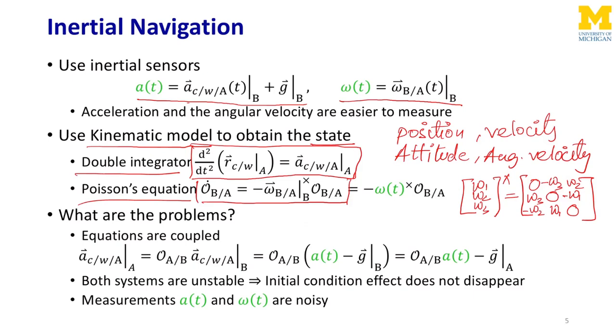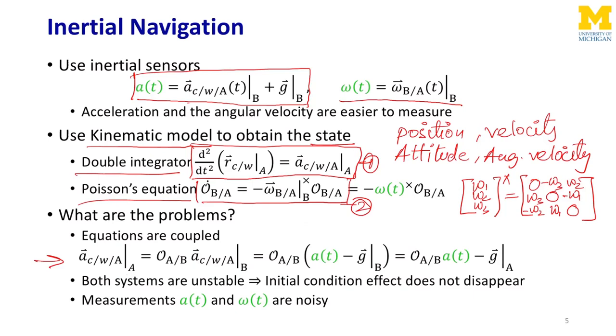Now, what are the problems in this approach? In this approach, these two equations, equation 1 and equation 2, are actually coupled. They don't look very coupled, but they are coupled because we don't actually measure the right-hand side of the first equation. What we measure is this quantity shown here at the top. And the way you relate the two is shown here. So the acceleration in the A frame is equal to OAB times the acceleration in the B frame.